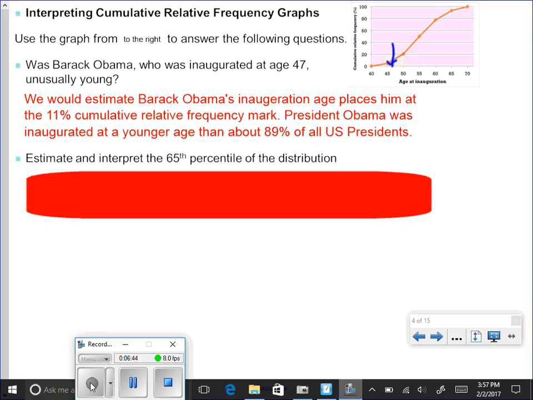President Obama was inaugurated at a younger age than 89% of all U.S. presidents. So we could say that he was unusually young. He was in the 11th percentile.